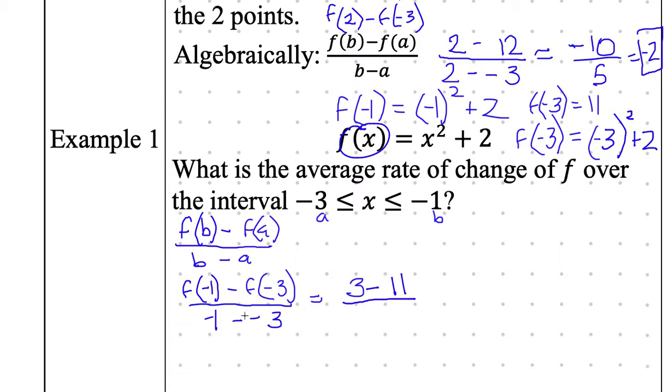Okay, on the bottom, I have negatives kissing. Whenever negatives kiss, shout it out. Positive. When they're holding hands, they become positive. So it's -1 plus 3. All right, simplify this even further. I need one quiet raised hand to simplify the numerator and the denominator.